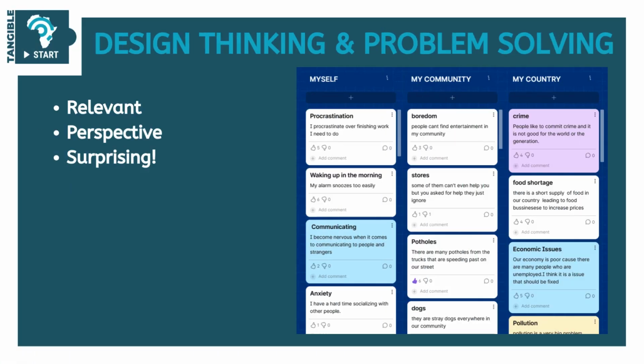So my learners did a digital version of this on a website called Padlet, where they came up with ideas of problems that affect themselves, their community, and their country. And then they could upvote each other's or comment on them. I was blown away with the relevancy of the problems, with the perspective of the learners, and I was so surprised at the problems that they viewed in these different environments. There were obviously lots of things that were in common, like waking up in the morning, and there were lots of things that were different.